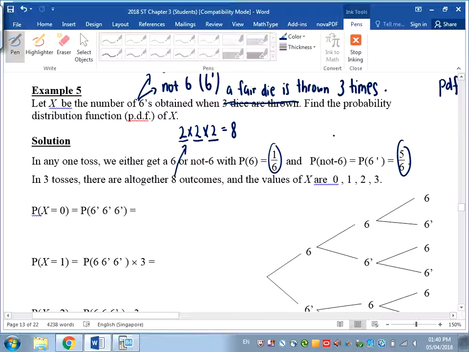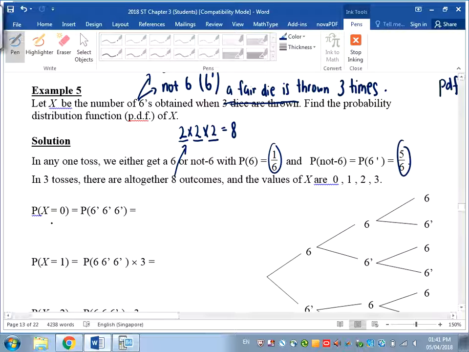And the values that X can take will be 0, 1, 2, or 3. Because when I throw a die 3 times, I can either have no 6s, or if I'm lucky enough, I will have all the throws give me 6s. So it can be 0 all the way to 3. These are the possible values that X can take.